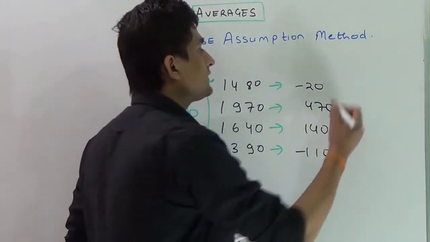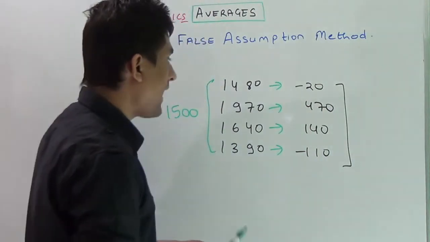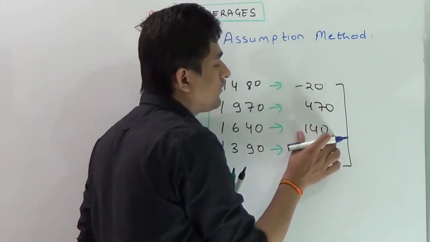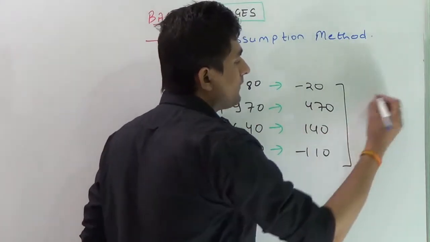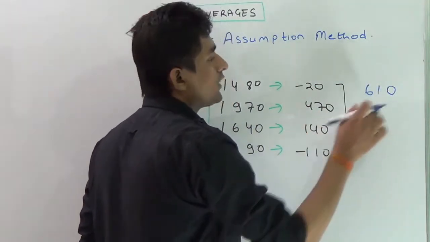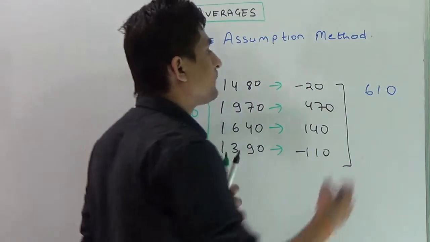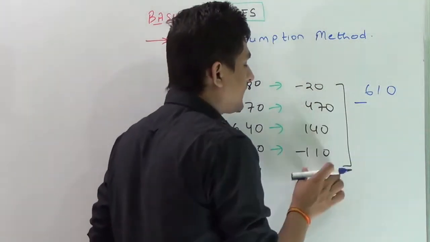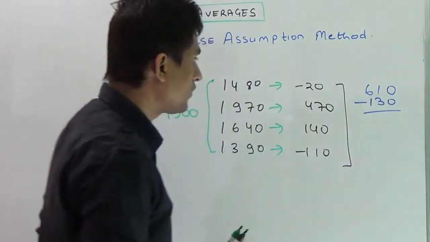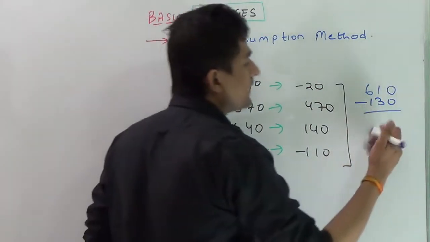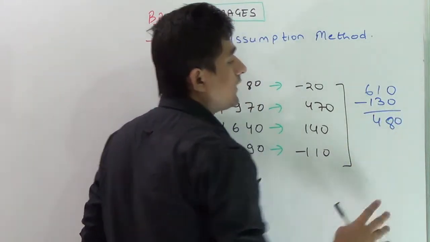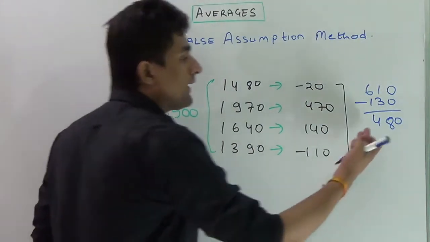Now in the next step, you just need to add up the things with the same sign. Here 470 and 140 have positive signs, so I'll add them. If I add them, it will come out to be 610. 470 plus 140 will give me 610. And I'll subtract the things which have a negative sign. Here the negative total is 130. Then I'll subtract it. It will come out to be 480. Here 480 is positive. We should note this, it may be negative also.